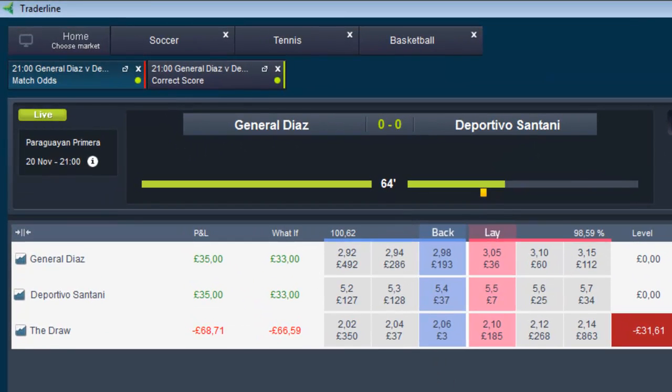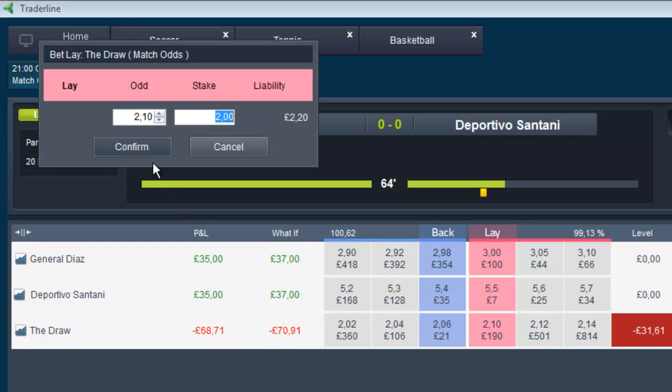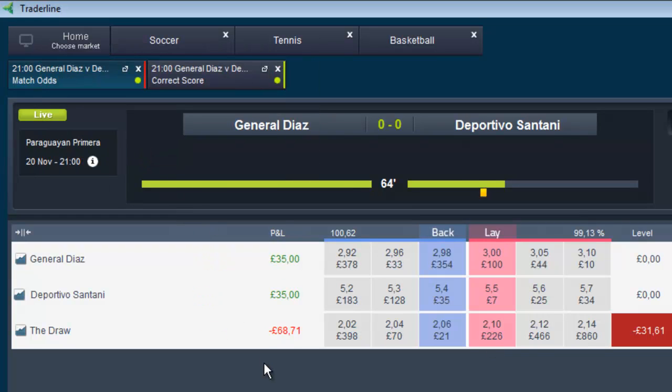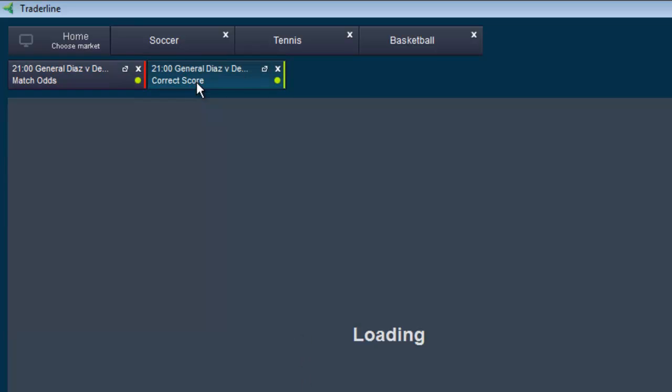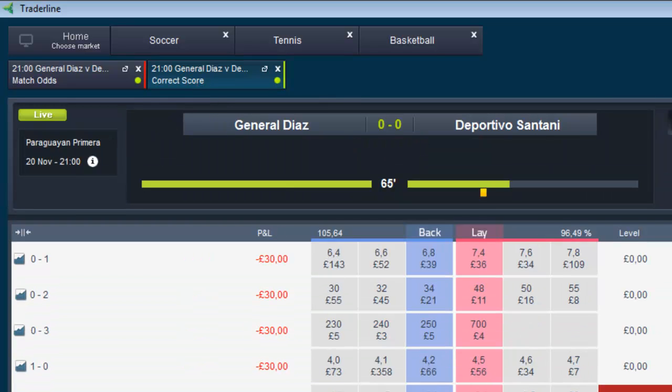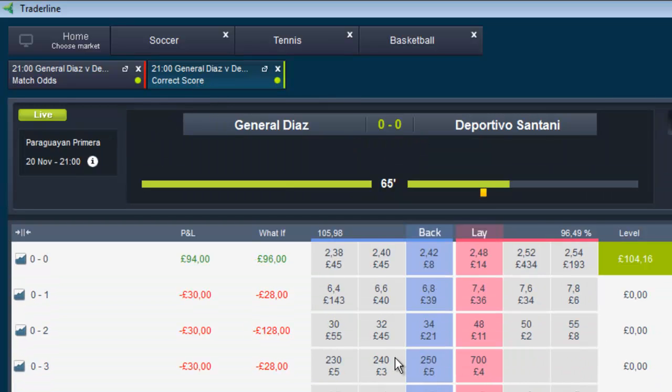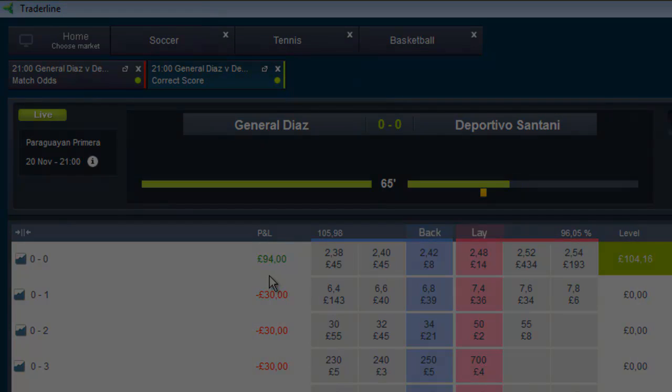So if it's a home win or an away win, I will win £37. My liability is now £70 in this match, so things are going pretty well. If I wanted, I can actually start laying the 0-0 draw just now in the correct score market, just to take the liability down on the 0-0. And I'll just come back again, hopefully either at the end or on a goal scored.